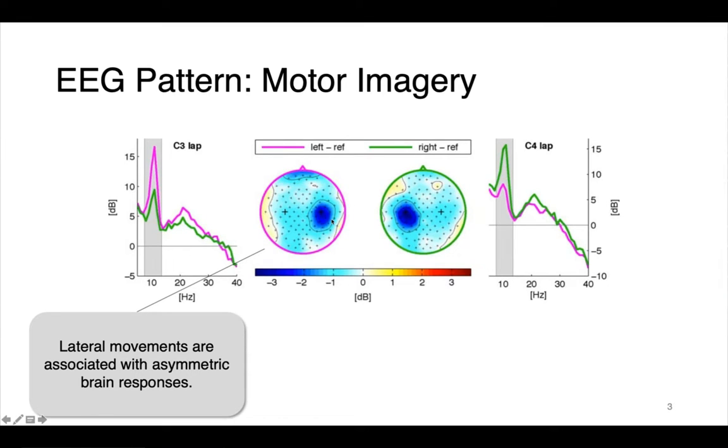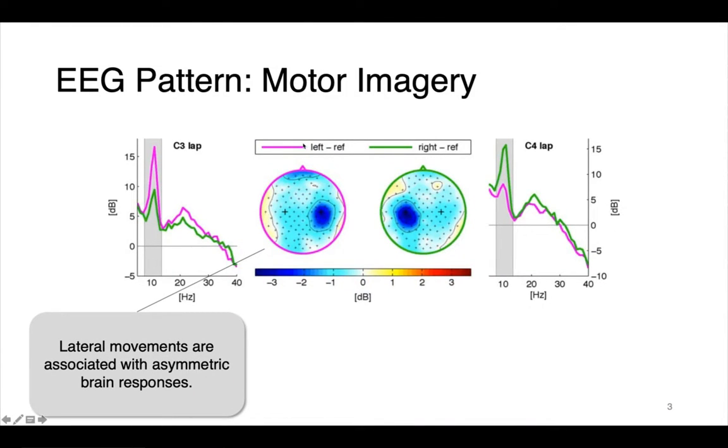Okay, so here you can see when you imagine moving your left hand, you will see a decrease of power around your right hemisphere. That's around the C4 channel. And in the spectrum, you will see, let's see, okay, you will see the C3 and C4.